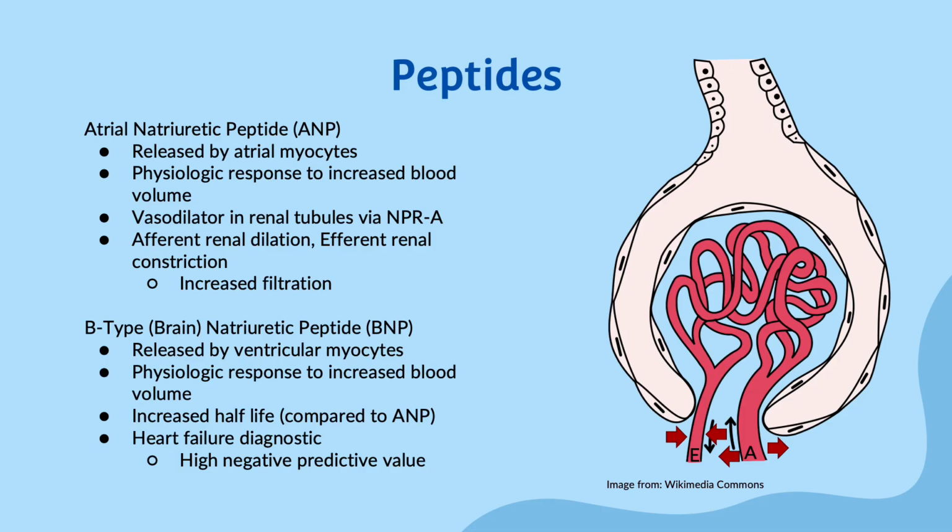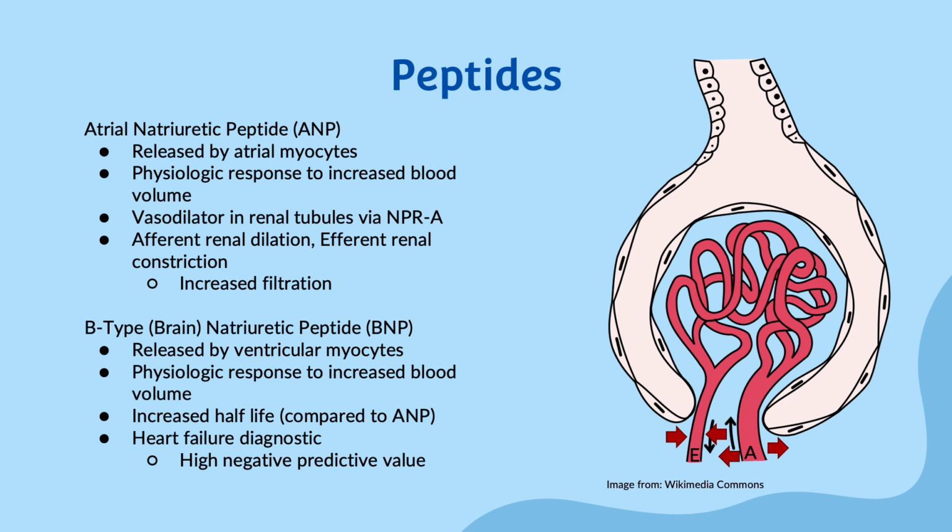Let's start by discussing atrial natriuretic peptide, or ANP, which is a hormone secreted by the cardiac atria, specifically the myocytes, in response to increased blood volume and a subsequent increase in atrial pressure. ANP acts as a vasodilator at the renal tubule, promoting the excretion of sodium and water in the kidneys, leading to a reduction in blood volume as well as blood pressure.